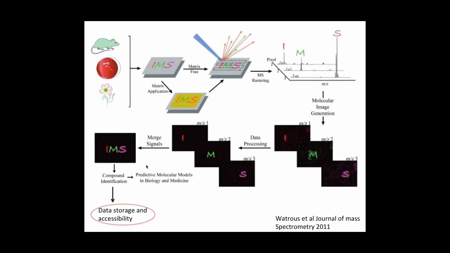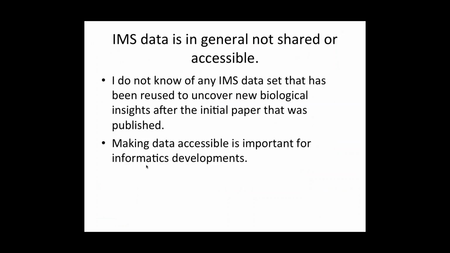Then I want to get to the data storage and accessibility. So if I look at how imaging mass spectrometry data is used or reused, the only people that sometimes reuse imaging mass spec data are those doing new computational developments. There's nobody that I know of that has actually uncovered new biological insights after the initial paper was published. And part of this is because the data generated by imaging mass spectrometry is simply not accessible to people who want to look at it. Let's say neurobiologists. They may want to look at the 3D brain map. This is simply largely inaccessible.